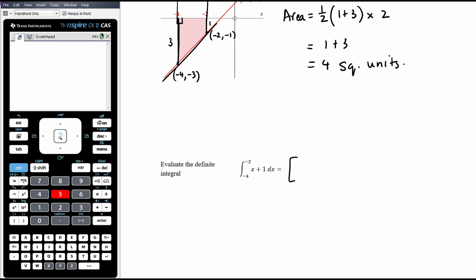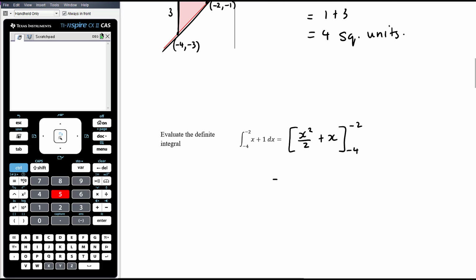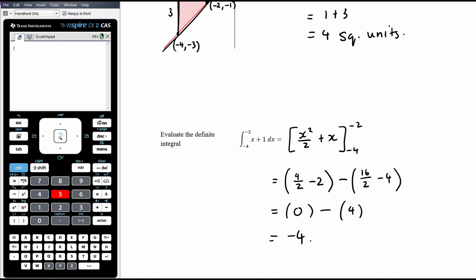So antiderivative of x plus 1 is x squared on 2 plus x, and we're doing that between negative 4 and negative 2. So we sub in negative 2 first of all, so we're going to get negative 2 all squared, which is positive 4 on 2, minus 2. Take away negative 4 all squared, which is positive 16 on 2, take away 4. Alright, so that is 2 minus 2, so that's 0. Take away, that is 8 minus 4, which is 4. So it's going to be negative 4.